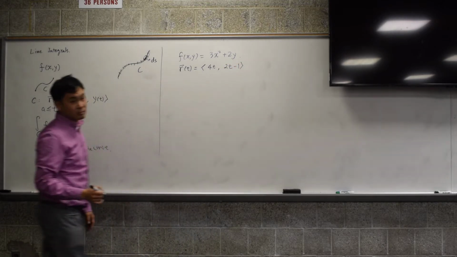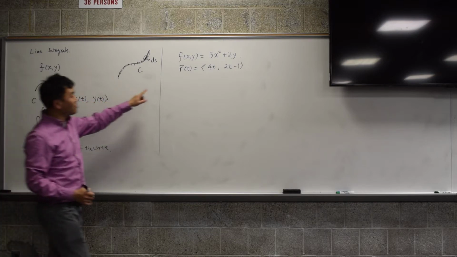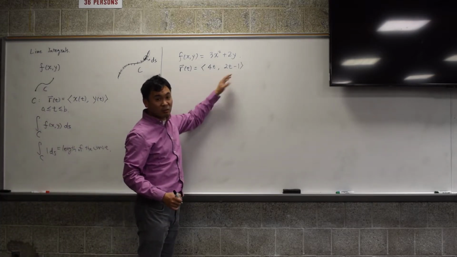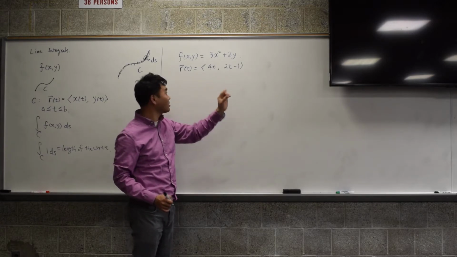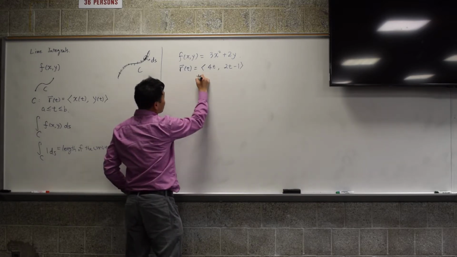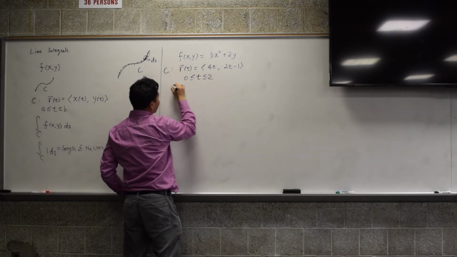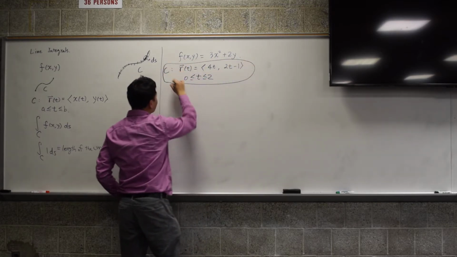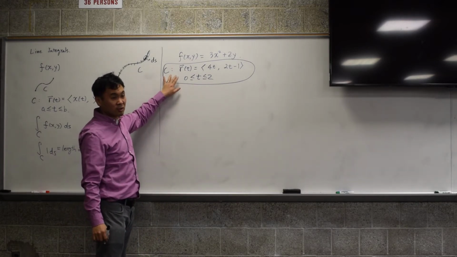Wait, I'm sorry, can you explain what r(t) is again? r(t) is the parametrization of this curve. If you have r(t), you remember how we use r(t) to describe curves in space? Yeah, that's what this is. And let's say t goes from 0 to 2. So this is how our curve is described. What's the shape of this curve? Do you think you can figure it out?